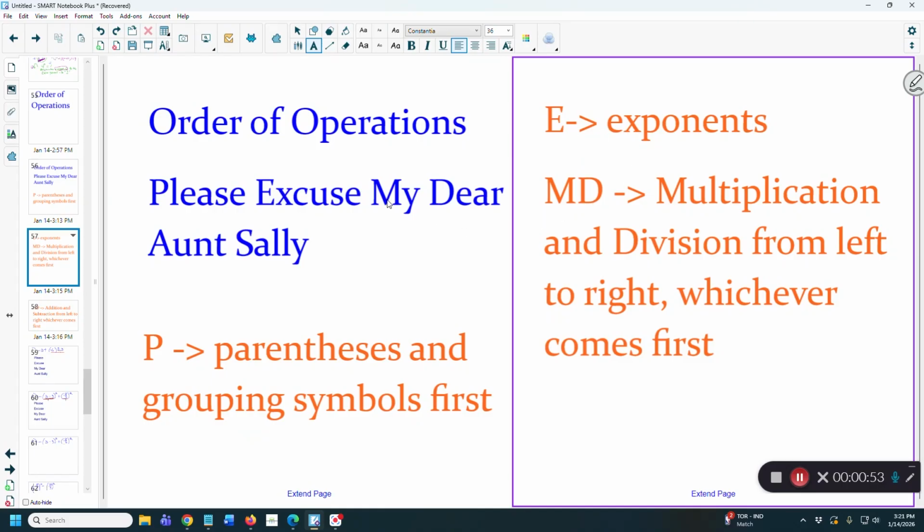Now the M and D, these go together. My dear. Multiplication for the M and division for the D. So we're going to do multiplication and division from left to right, whichever comes first. Again, multiplication and division starting at the left, going to the right, whichever comes first.